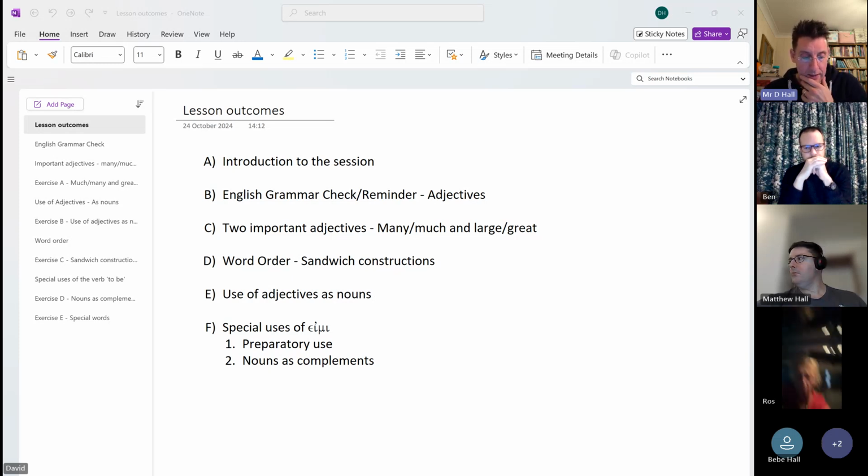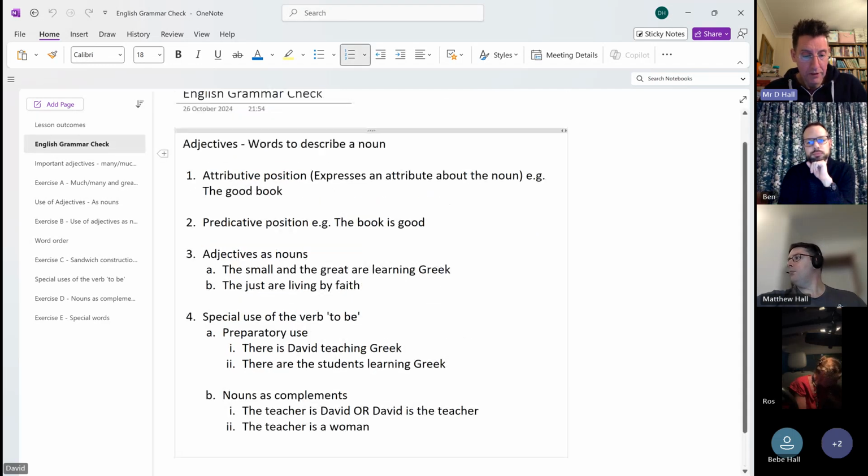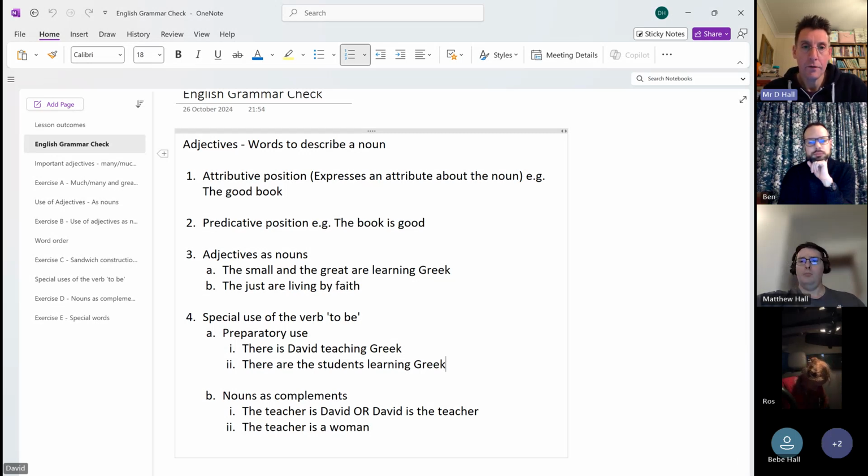To start with, though, we'll have a look at the English grammar. If we just do a quick check on that, and make sure we're happy with where we are with our own language. So in terms of adjectives, very quickly, an adjective is a word that describes a noun. We talked about that before, and there are a couple of different positions that we can put an adjective into a sentence. So the attributive position, which is where we would say something like "the good book."